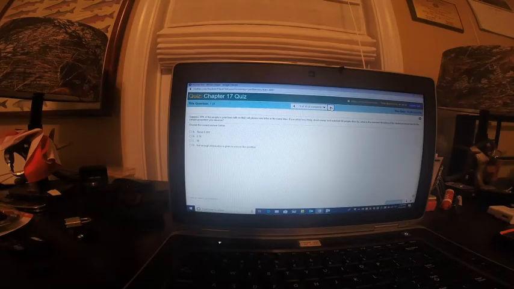Number 3 says, suppose 30% of the people in your town talk on their cell phones and drive at the same time. If you stood at a busy street corner and watched 50 people drive by, what is the standard deviation of the model you would use for the sample proportion you observe?